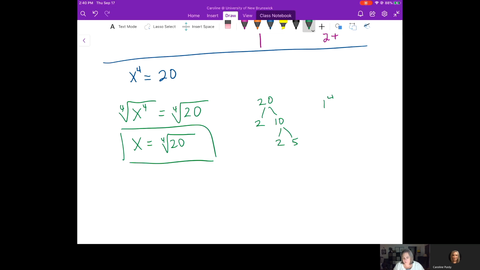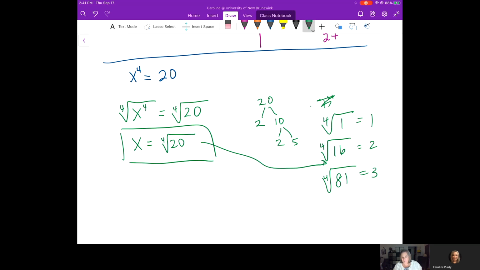But the 4th root of 1 is 1. And then the next one, 2 to the 4 is 16. The 4th root of 16 is 2. And 3 to the 4th power is 81. That's the next one that we would know. So we know the 4th root of 1, we know the 4th root of 16 is 2, we know the 4th root of 81 is 3. And this is 20. This falls somewhere in here. It's close to 2 if you did it on your calculator. But you can just leave it like that.